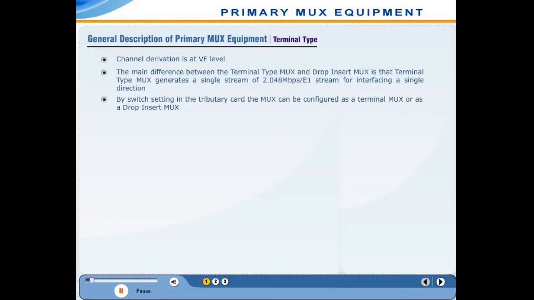Terminal type configuration is one of the types of primary MUX equipment used in Indian Railways. In this equipment, the channel derivation is at VF level. The main difference between the terminal type MUX and drop insert MUX is that terminal type MUX generates a single stream of 2.048 megabits per second per E1 stream for interfacing a single direction. By switch setting in the tributary card, the MUX can be configured as a terminal MUX or as a drop insert MUX.